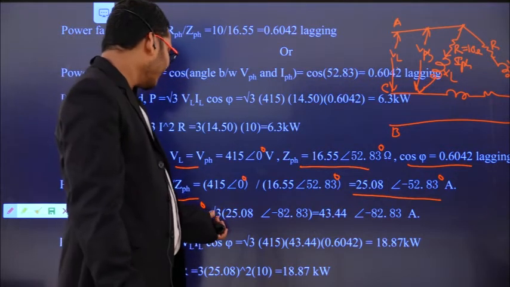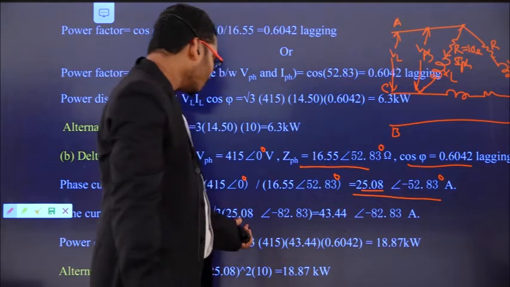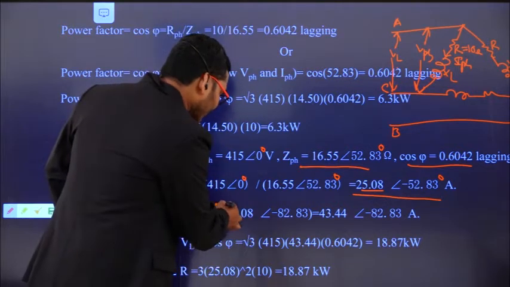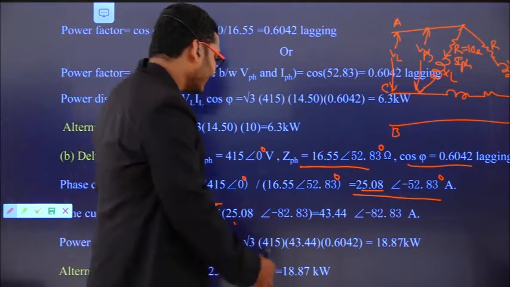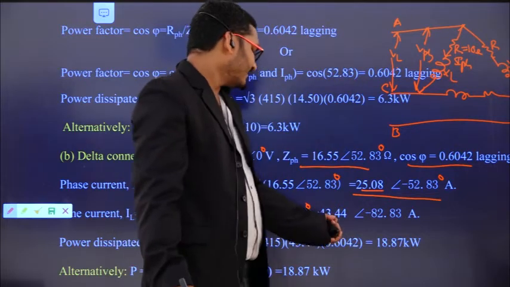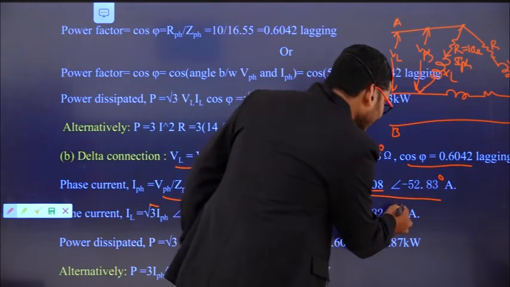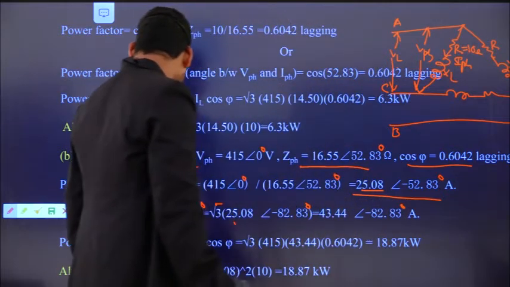For root 3 into I phase, we found the I phase value previously. Just substitute here: root 3 into 25.08 at an angle minus 82.83 degrees. So you will get 43.44 at an angle minus 82.83 degrees. This is the line current.